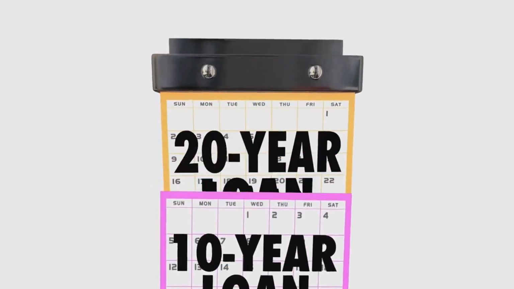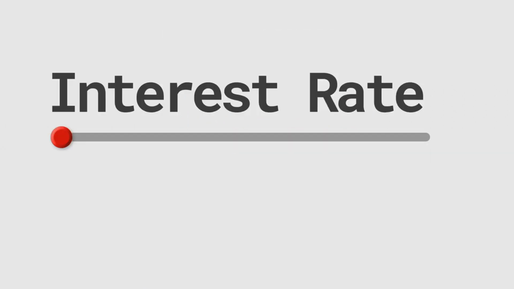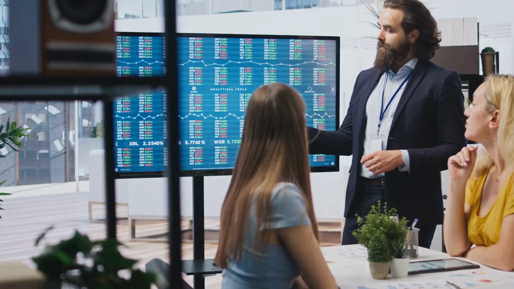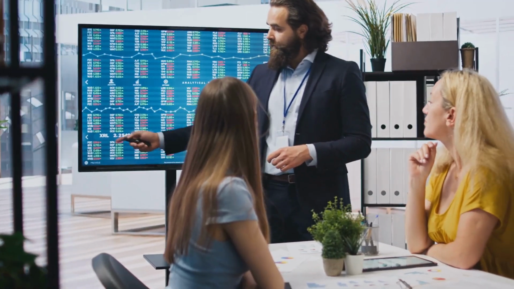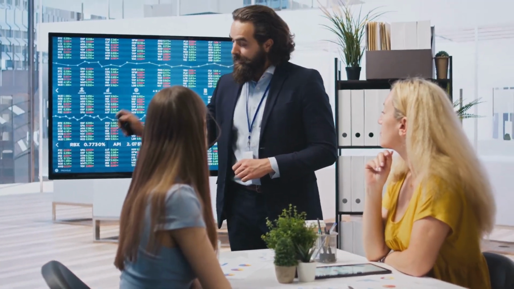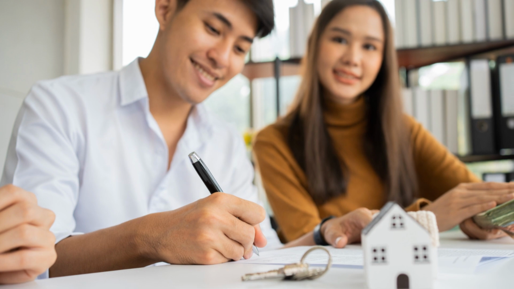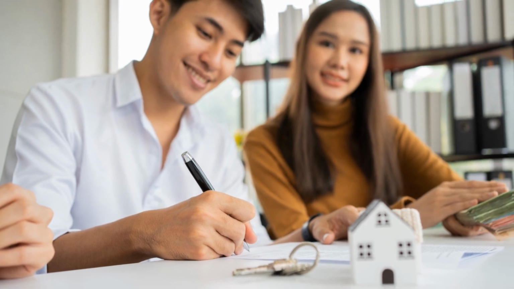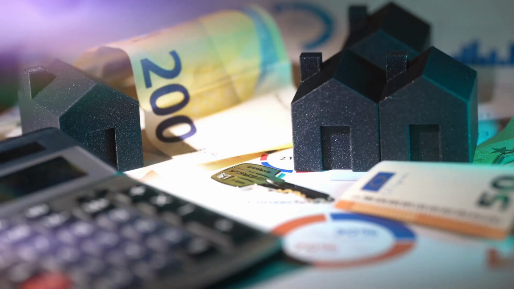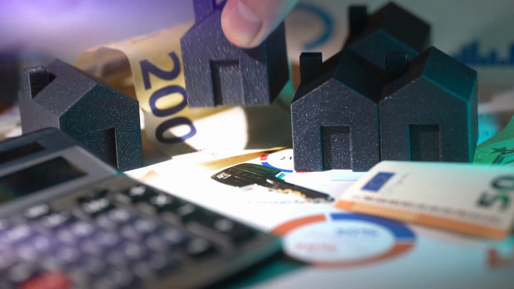Now let's consider ARMs. These loans start with a fixed rate for a set period. Then, the rate adjusts periodically based on market conditions. For example, a 5/1 ARM might offer an initial rate of 3.5% for 5 years. After that, the rate could fluctuate annually.